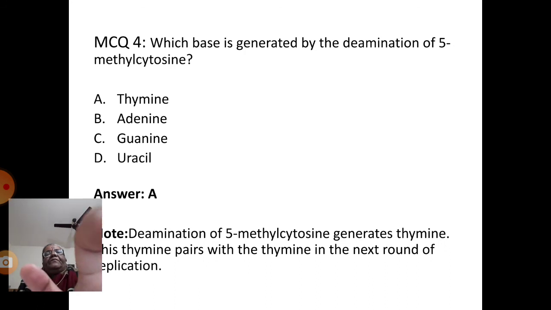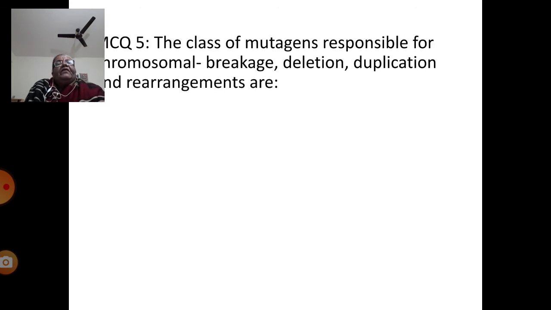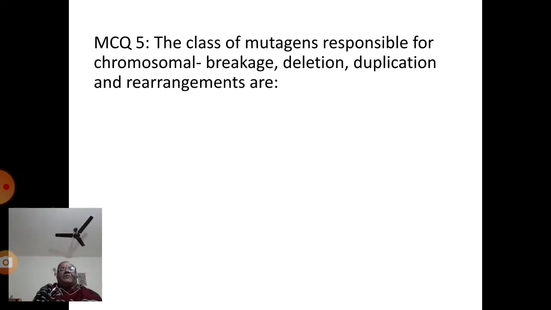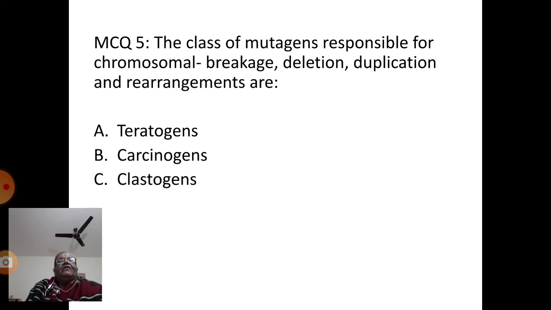Please note, deamination of 5-methylcytosine generates thymine. This thymine pairs with adenine in the next round of replication. Okay. The next question: the class of mutagens responsible for chromosomal breakage, deletion, duplication and rearrangements are: teratogens, carcinogens, clastogens, intercalating agents. Answer is C, that is clastogens.